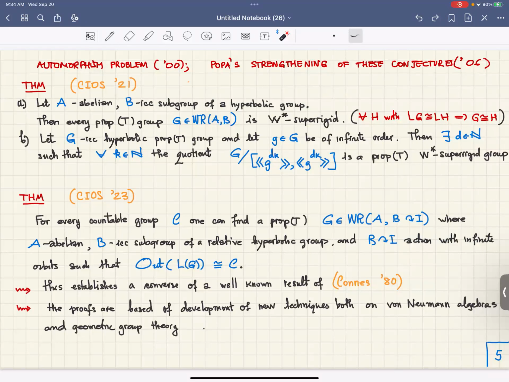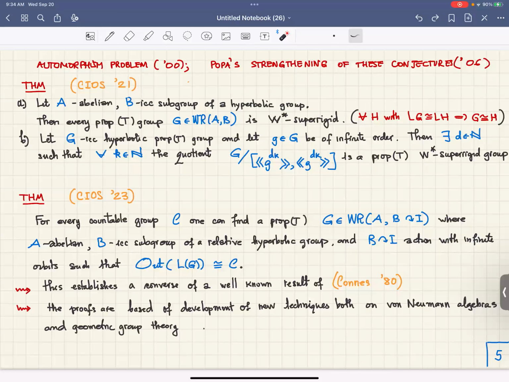And of course, you have even more concrete quotients that I wrote here, but you can read this in the paper. So this theorem provides, because you can construct all these quotients like this, uncountably many, or a continuum, of property T wreath-like product groups with abelian base and property T which satisfy the Connes rigidity conjecture.